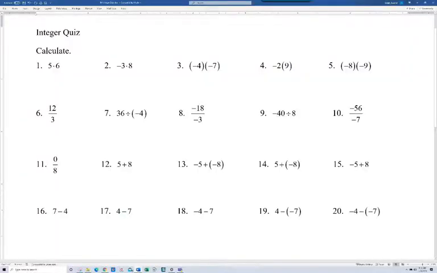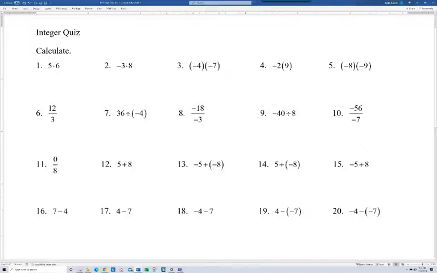So one of the things I want to do before we get into order of operations is I want to practice your integer arithmetic. And so I would encourage you to try all 20 problems. Try to do it in 2 or 3 minutes if you can. But in any case, do all the problems and then check your answers.